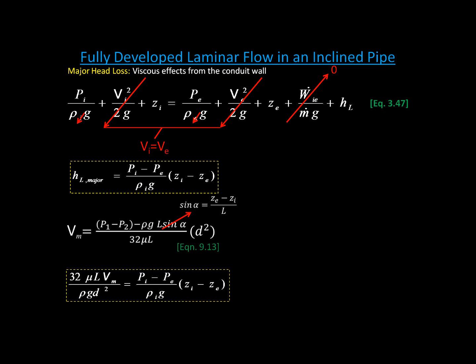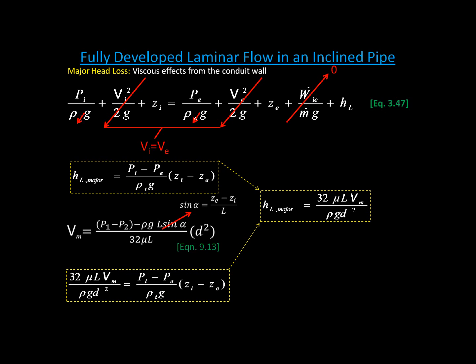Because it's incompressible, density inlet, density exit doesn't matter. Density is density. So the right-hand sides of both of those equations in the dotted yellow lines are the same. That means the left-hand sides of the equations are the same, so I can make the left-hand sides equal to one another. And I can say that my major head loss is equal to 32 times the dynamic viscosity times the length times the mean velocity, divided by density times the acceleration due to gravity times the diameter squared.